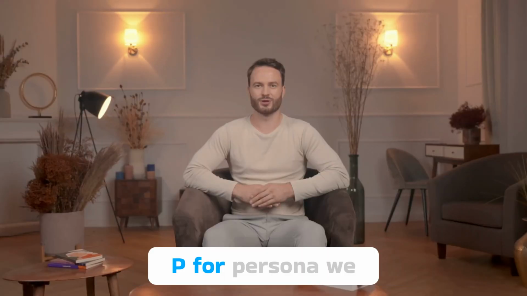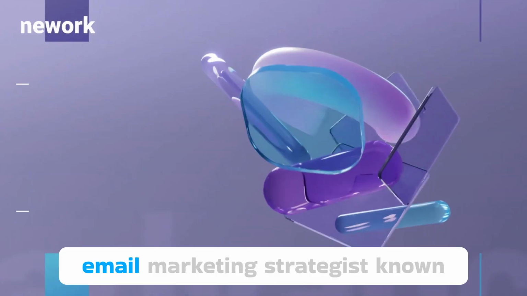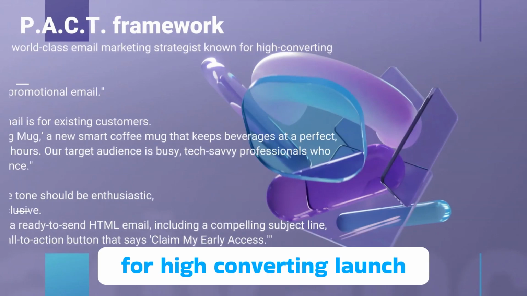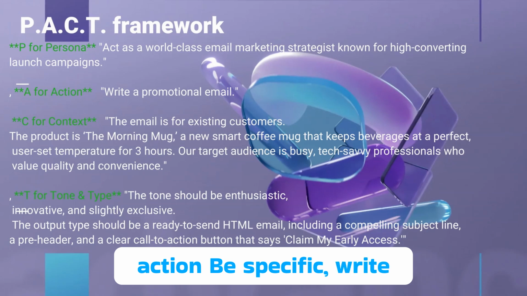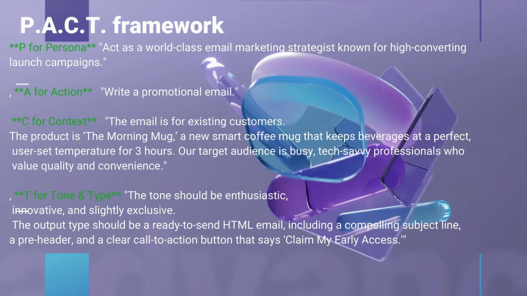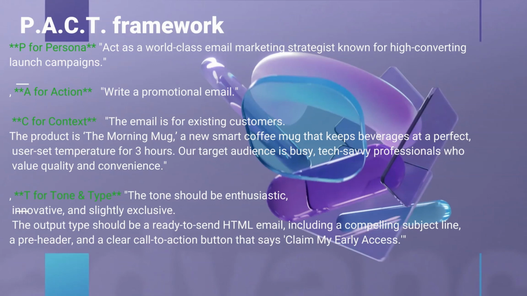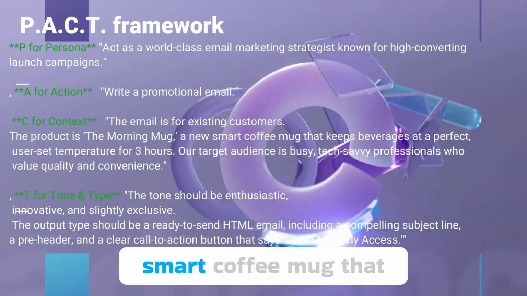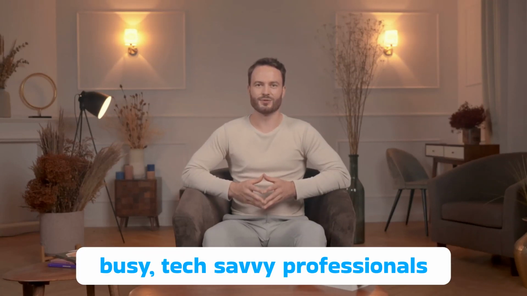First, P for persona. We don't want just any writer, we'll tell it: "Act as a world-class email marketing strategist known for high-converting launch campaigns." Next, A for action. Be specific: "Write a promotional email." Then, C for context. Now we give it the juicy details. "The email is for existing customers. The product is the Morning Mug, a new smart coffee mug that keeps beverages at a perfect user-set temperature for 3 hours. Our target audience is busy, tech-savvy professionals who value quality and convenience."